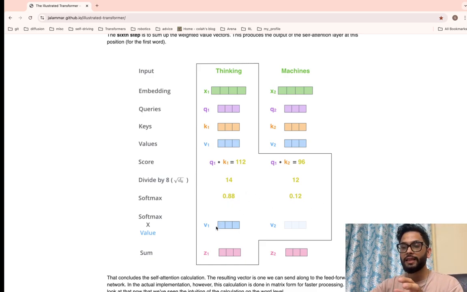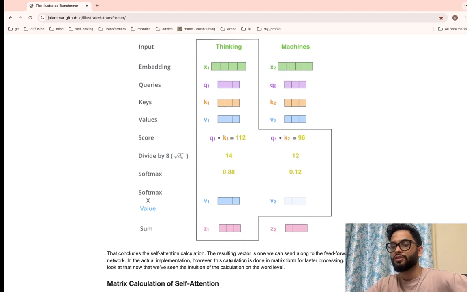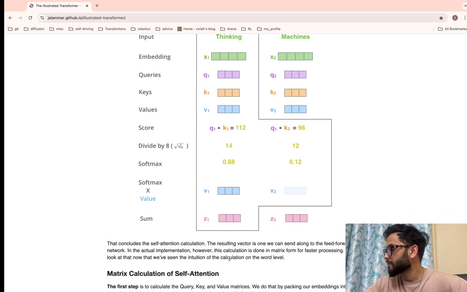Now we'll take the weighted average of all the V's of all the tokens in the sequence. What are the weights? These relationships. And then we'll add them. The weighted average is the new embedding of thinking. That is all attention is. This is what Z1 is. Simple. Okay, so this is what we want to capture.